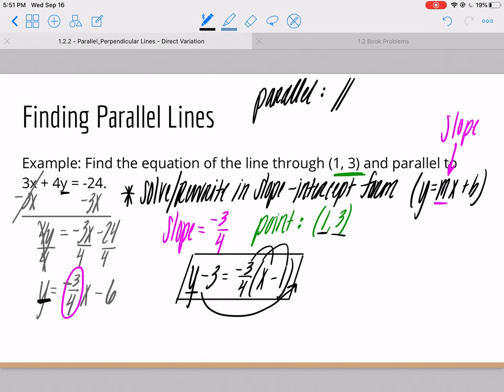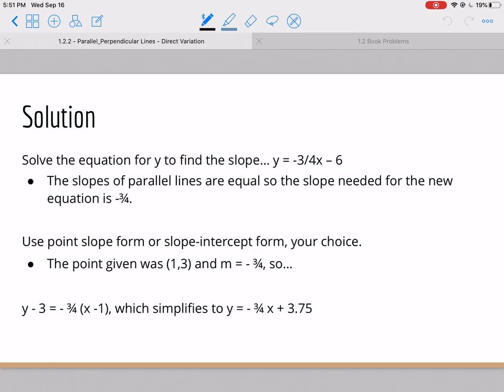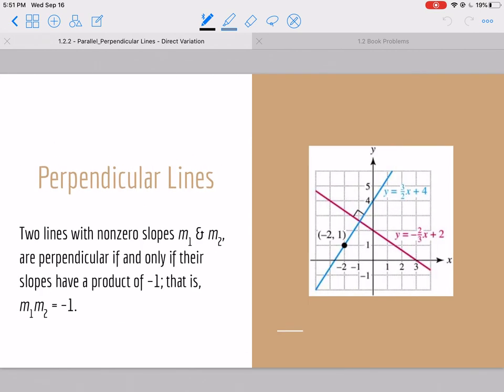So just pay close attention in your homework, because there are some questions where I give you the option. And if I were you, I would just use point-slope form and make it faster. But then there are some where I do specify having to get slope-intercept form. Okay, so there's the solution.